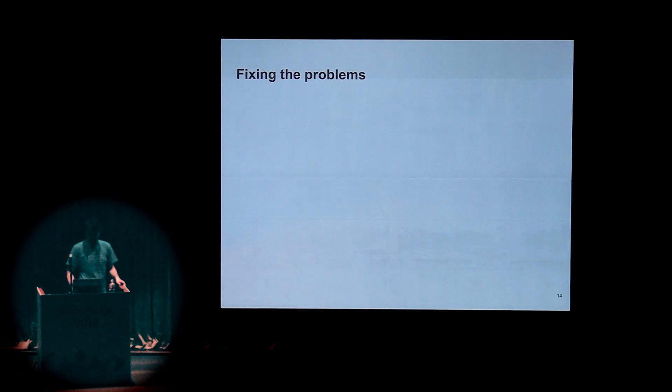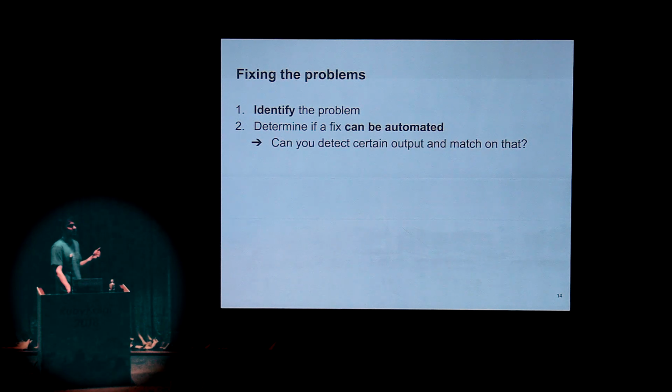So, fixing the problems. We just talked about all these different things. What are the base steps? Step one is obviously to identify the problem. You need to know what you're solving. Step two is to determine if it can be automated. Can you detect certain output? Like, I run this command, can I find output from that and make sure it's there?